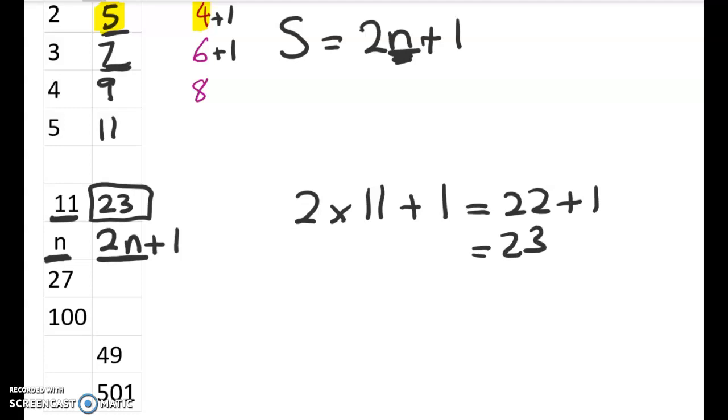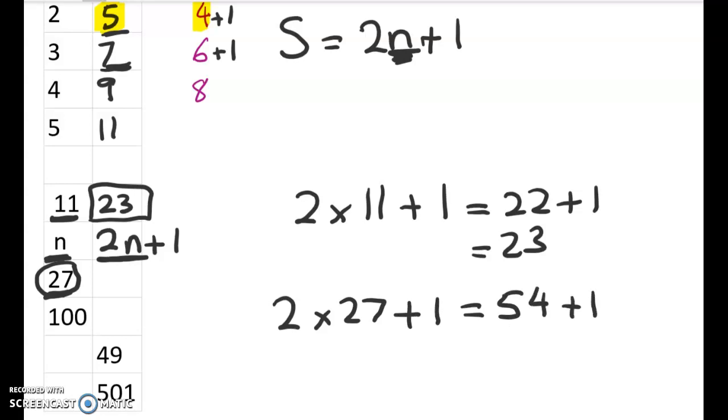What about the 27th pattern number? Well, we take 27 and we substitute it into the rule. So 2 times 27 plus 1 will give me 54 plus 1, which is 55. So the 27th pattern will have 55 squares. Right, and again you can see the rule is just sitting here. This is the nth term in the pattern, the nth pattern, and this is how many squares, 2n plus 1.